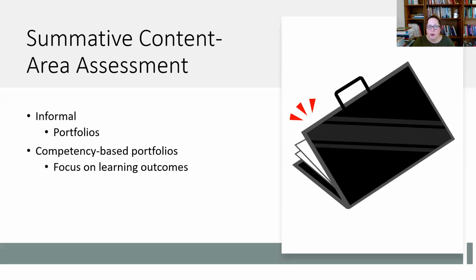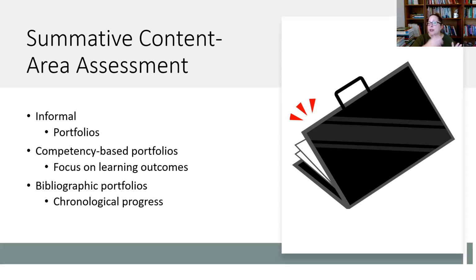So there are 2 different kinds of portfolios. The first are competency-based portfolios, which are focused on learning outcome. So choose your best piece of work that shows how well you can write a paragraph. Choose your best piece of work that shows how well you can do something. So they're putting in pieces of work that are their best to describe a certain series of competences. The second is bibliographic portfolios, which is just chronological progress. Over a unit of learning, they might be putting in samples along the way, and then you have a chronological view on their learning over a unit.